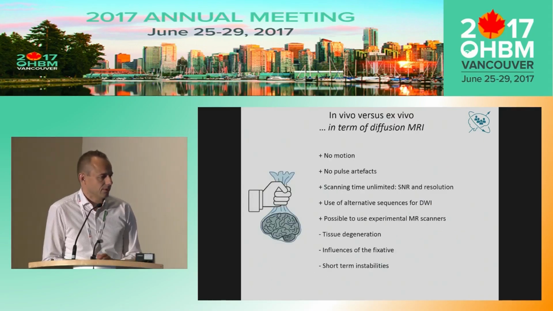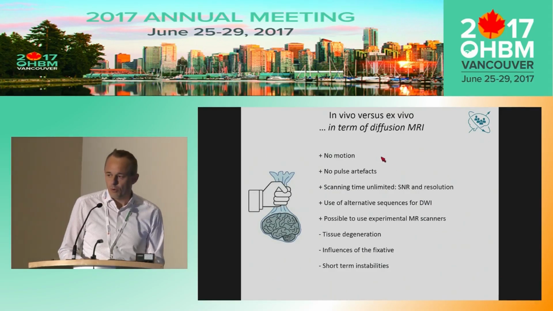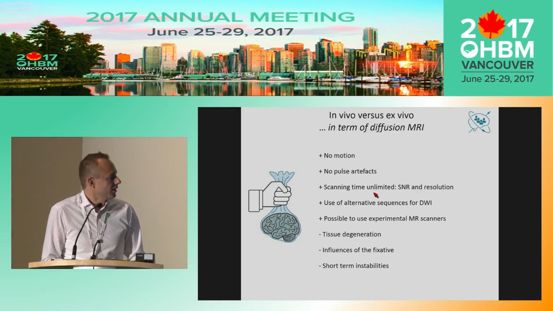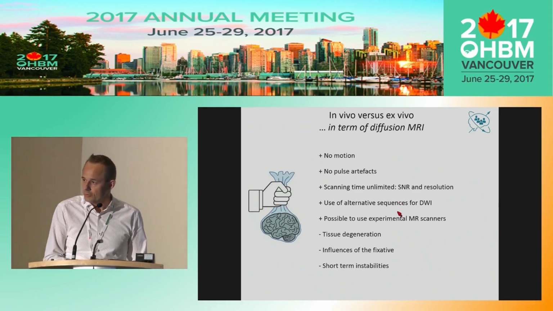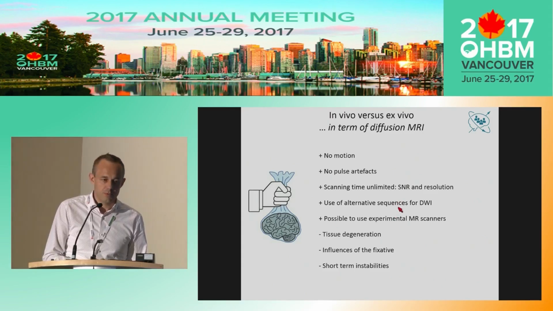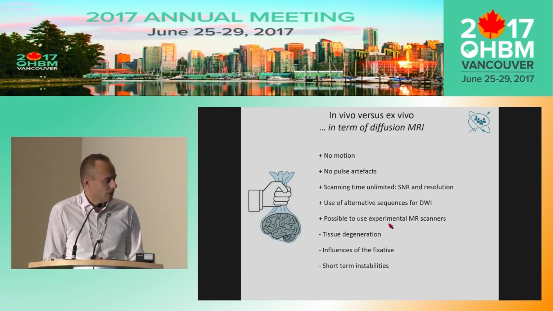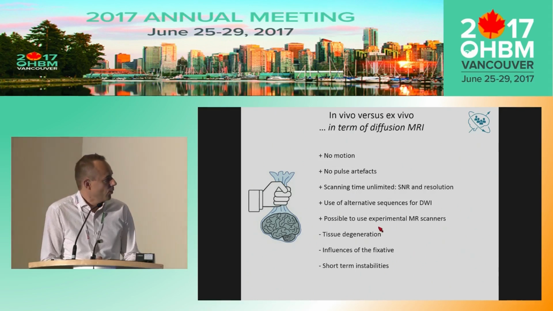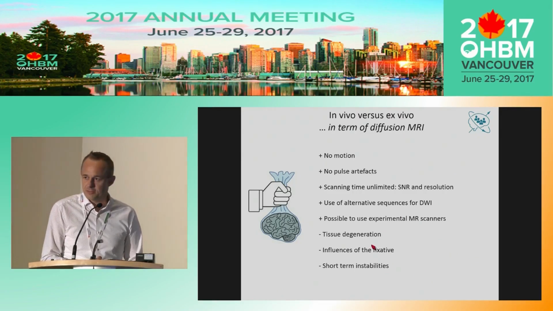So what is actually the difference between ex vivo and in vivo? Well, for ex vivo, the good thing is there's no motion, there are no pulse artifacts. The scanning time is in principle unlimited, so we can go to high signal to noise and high image resolution. We can also use alternative sequences for diffusion MRI, those that do not have the geometrical distortions that we know from EPI sequences in vivo. We can also use much more powerful preclinical MR scanners, where the hardware is much stronger than on clinical systems. But we also have some challenges.